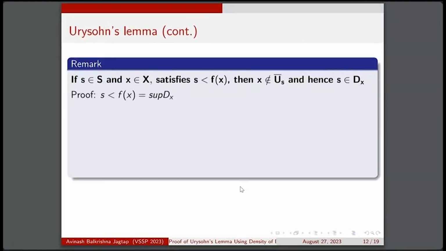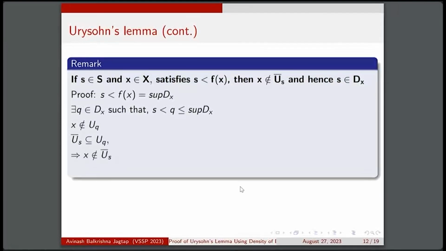So let's see the proof of this. Suppose s is less than f(x). Since s is less than the supremum of D_x, s is not an upper bound of D_x. So there will exist some element in D_x, let's say q, such that q is between s and the supremum of D_x. Now q is in D_x, so x is not an element of U_q. Hence x is not an element of the closure of U_s because the closure of U_s is a subset of U_q. So x is not an element of the closure of U_s, hence not an element of U_s, hence s will be an element of D_x.